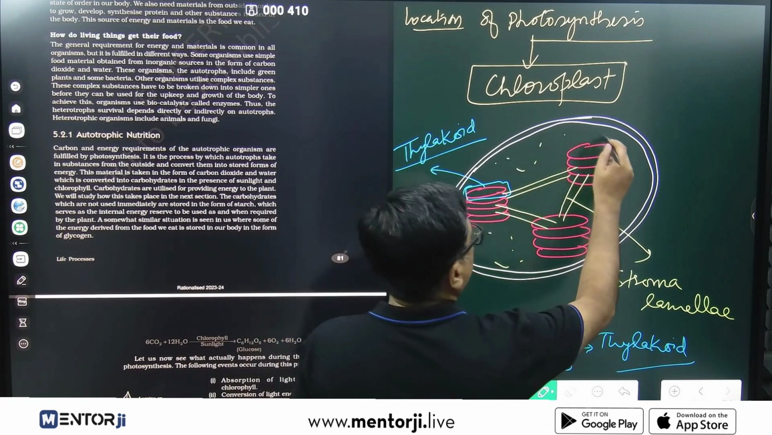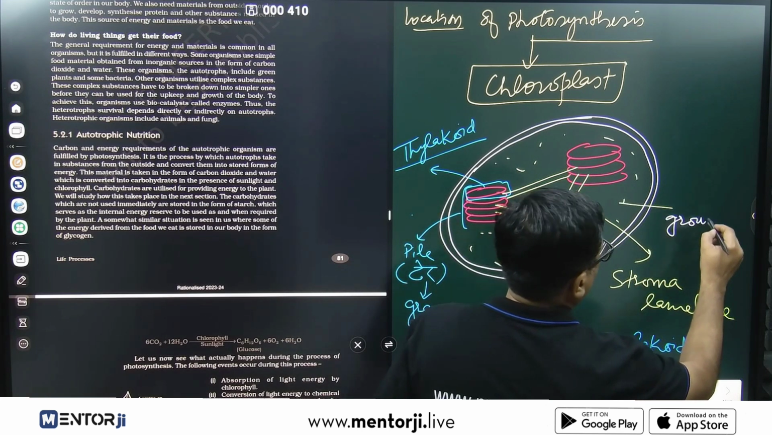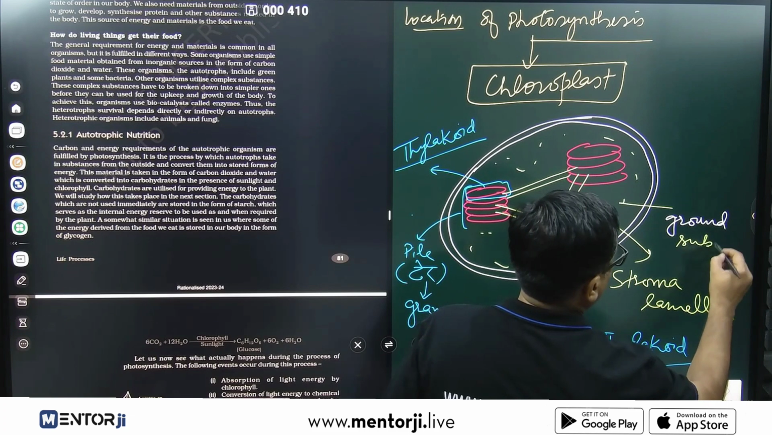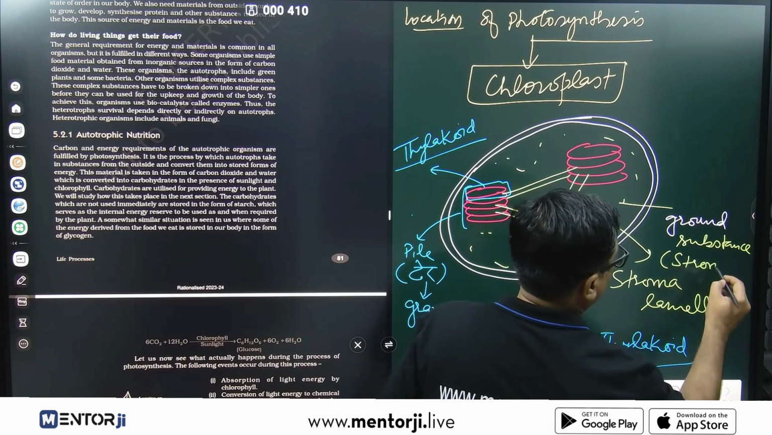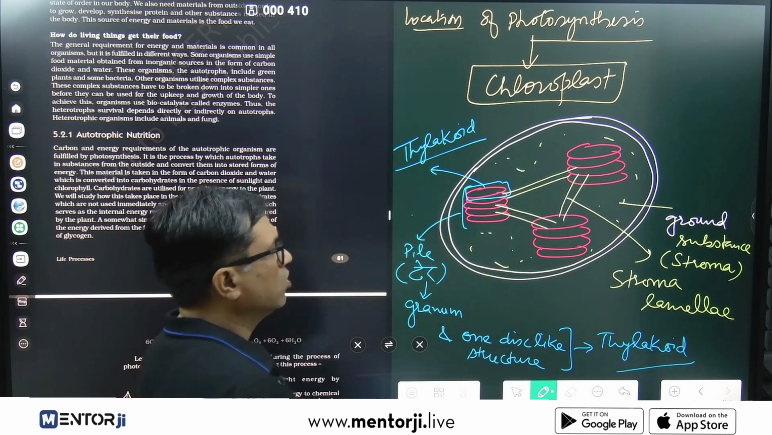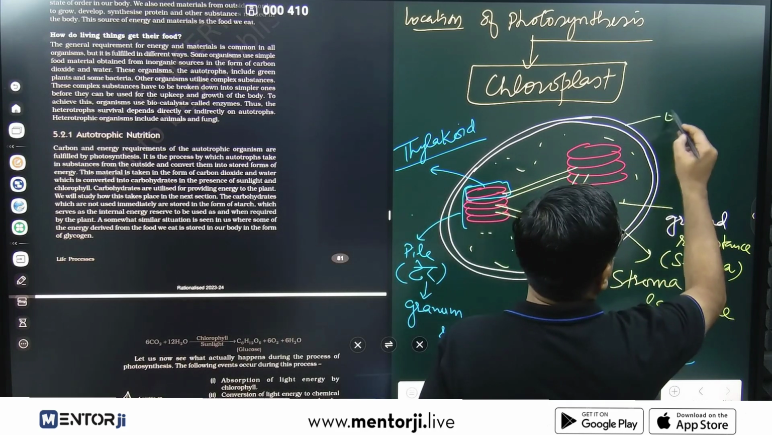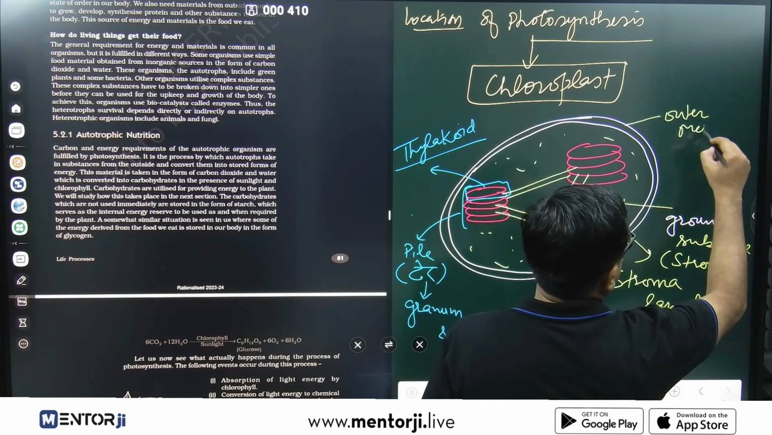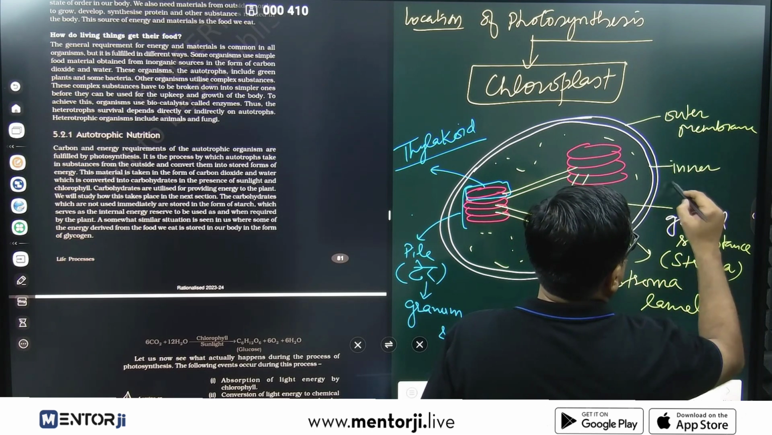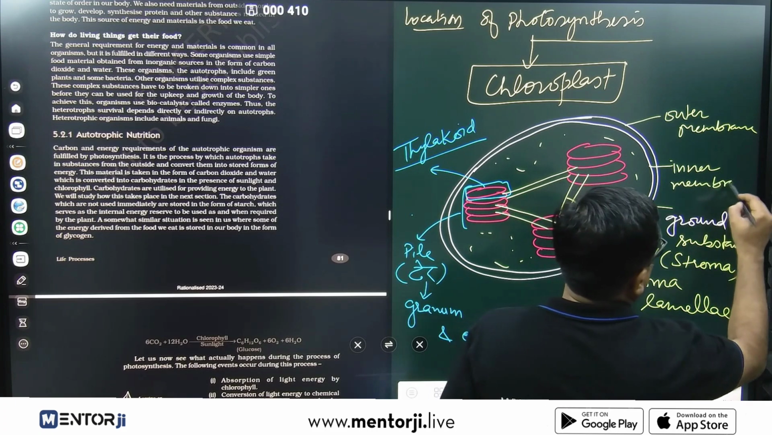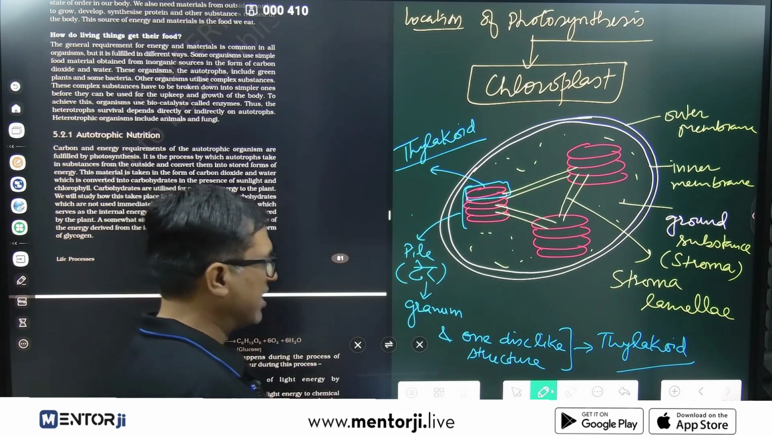This is the ground substance, and this ground substance is stroma. So this is the outer membrane, and this is the inner membrane. So these are the important labelings of chloroplast.